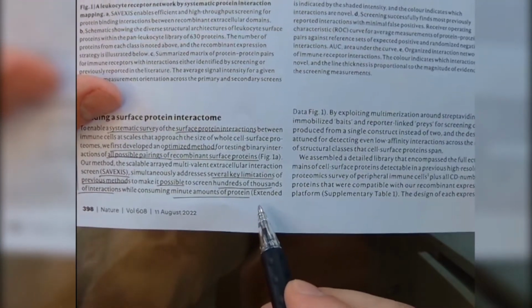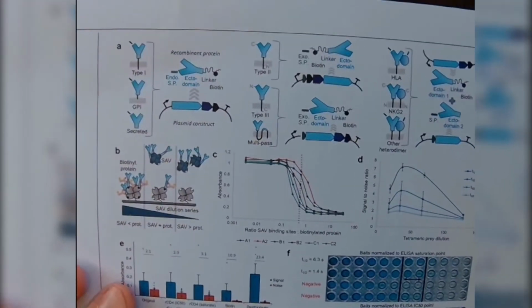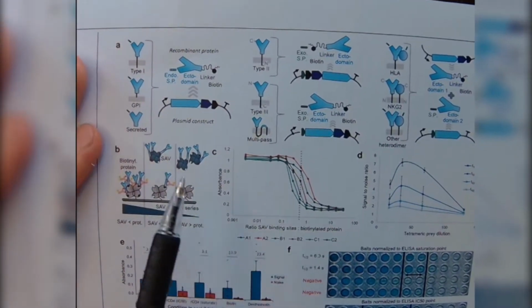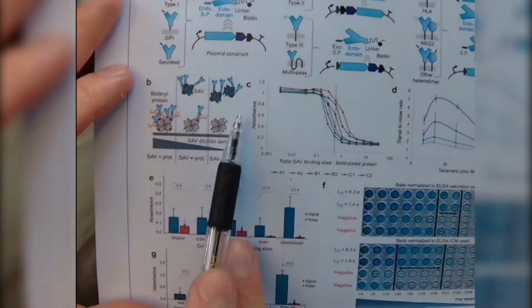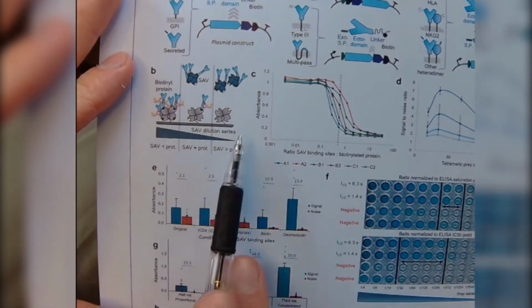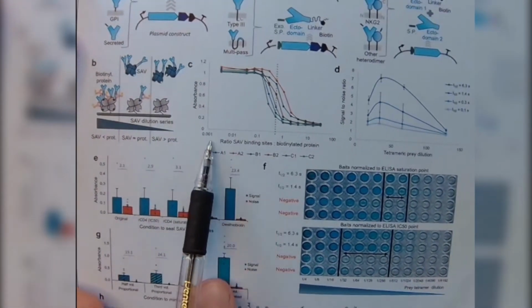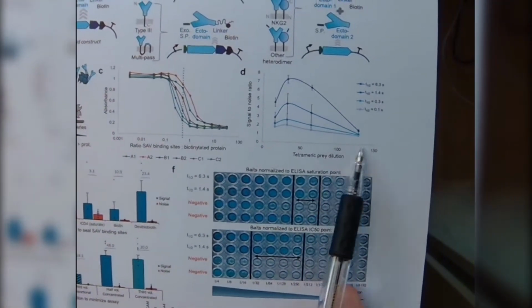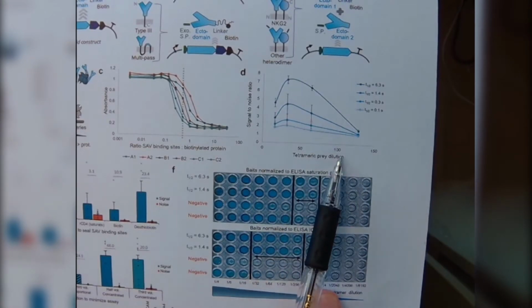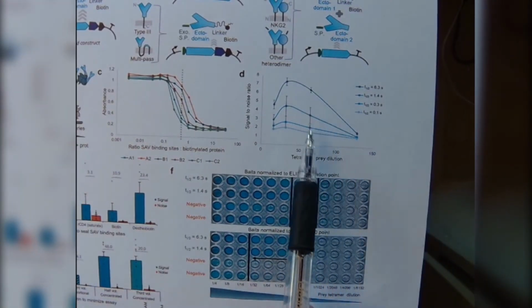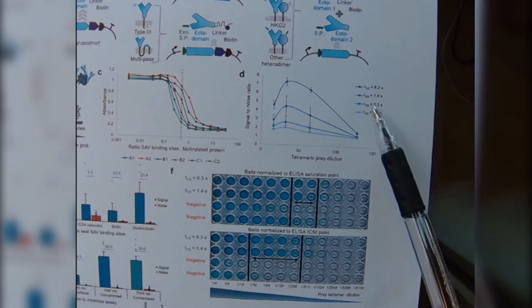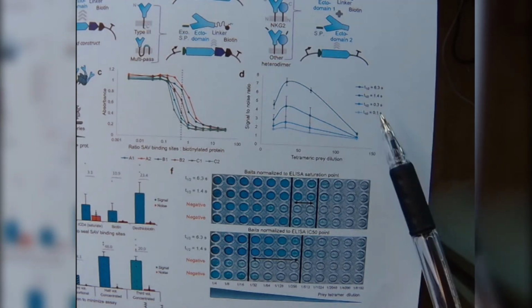And then they look at extended figure 1. So you can see from their extended figure 1 that they have multiple types of proteins, and they identified the optimal binding concentrations. They also looked at their binding curves and the tetrameric prey dilution, so they could see exactly for how long these interactions actually occurred for.